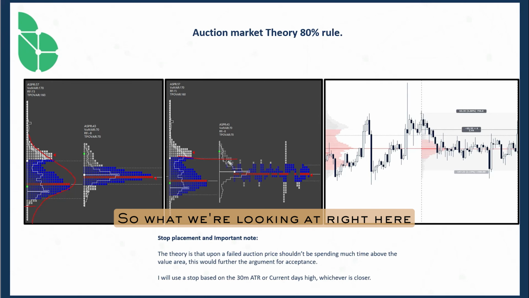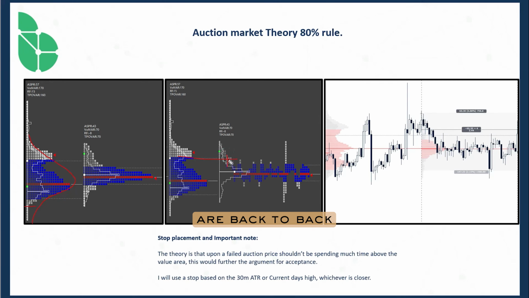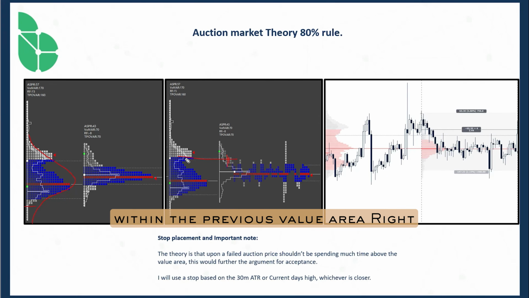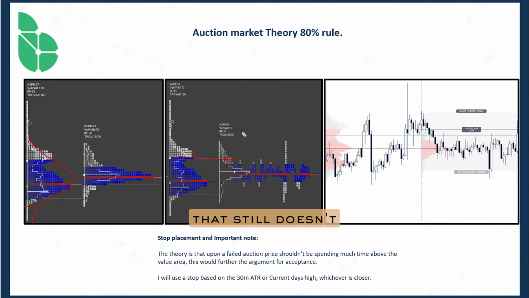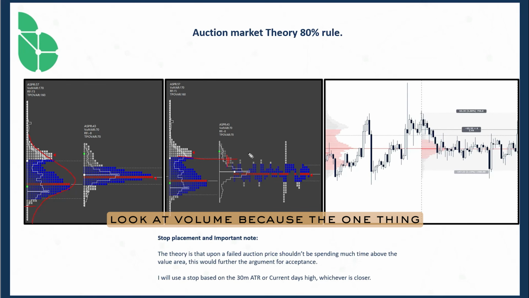All right, so what we're looking at right here are back-to-back TPO periods within the previous value area. Now, when you're looking at it unrolled, that still doesn't give you a complete idea. That's why we have to look at things like delta and volume, because the one thing that always has the potential of occurring is that for the first time we are being accepted outside of value.